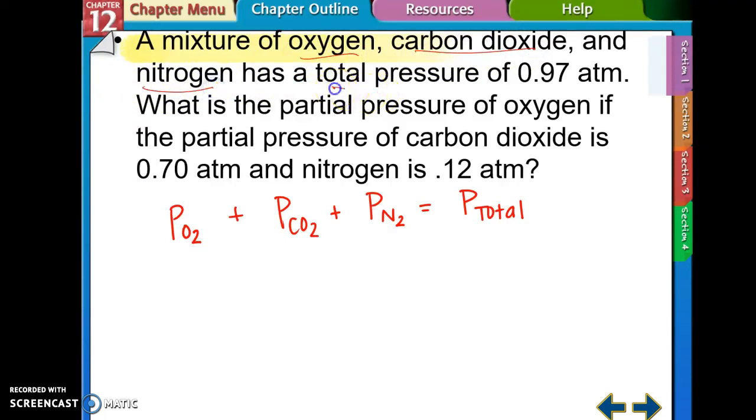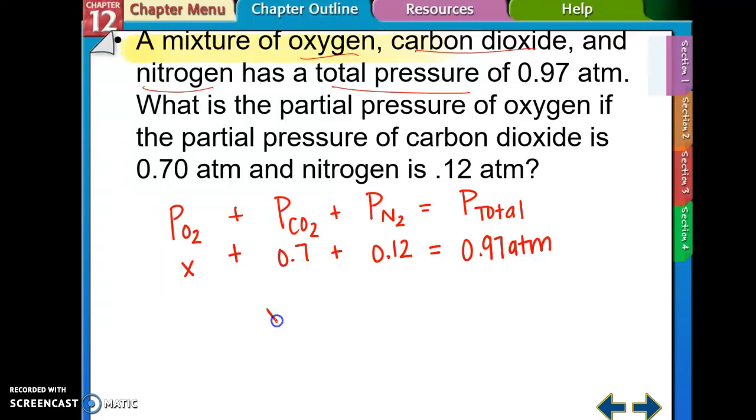Then I'm going to plug in some numbers. Well, my total pressure is 0.97 atmospheres. And then it says, what is the partial pressure of oxygen? That's X. If the partial pressure of carbon dioxide is 0.7 and nitrogen is 0.12, I can plug this in and solve for my unknown.